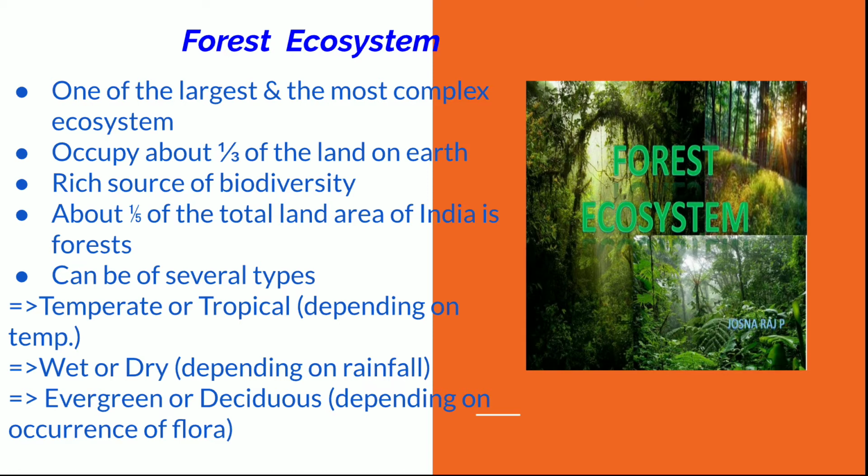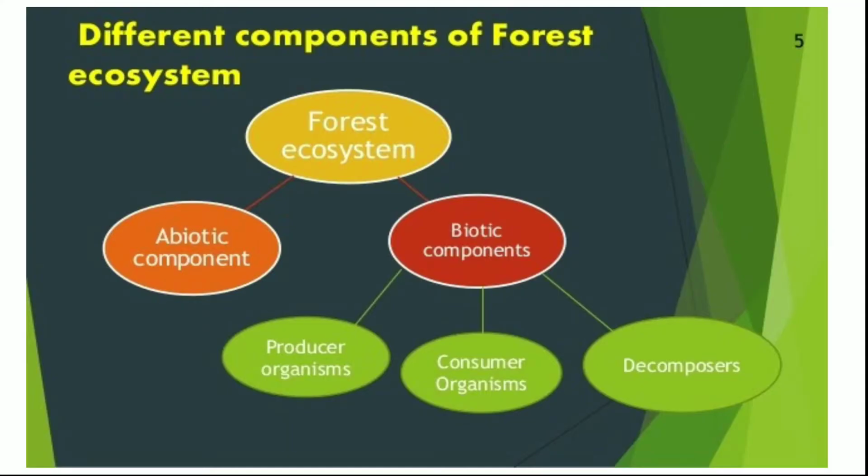In India, about 1/5 of the total land area of our country is forest. Forests can be of several types, like temperate or tropical depending on the temperature. They can be wet or dry forest depending on the rainfall. They can be evergreen or deciduous forest depending on the occurrence of the flora. Next we are coming to the components of the forest ecosystem.